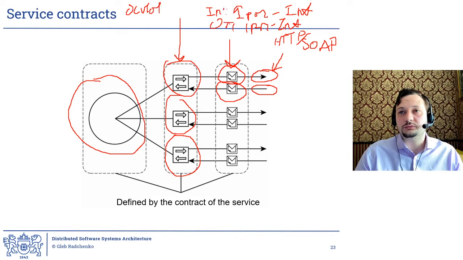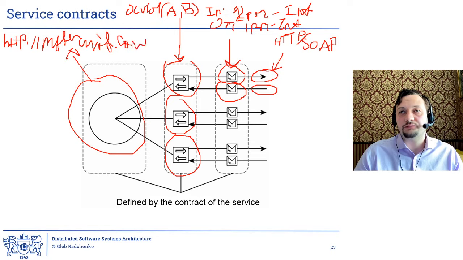Okay, input would be two parameters, two integers. Okay, add A and B. And here we say that this service is located on the address http myservice.com.